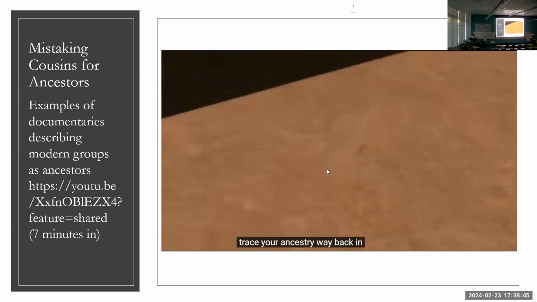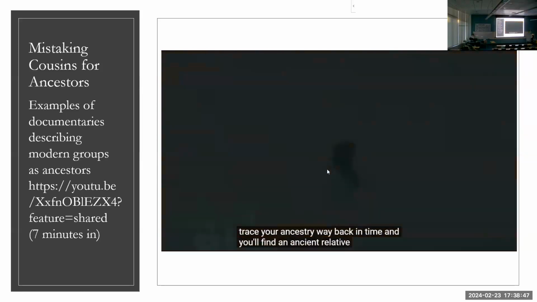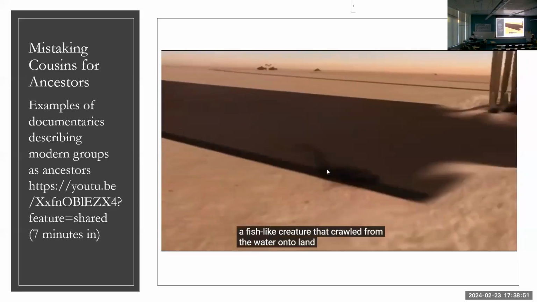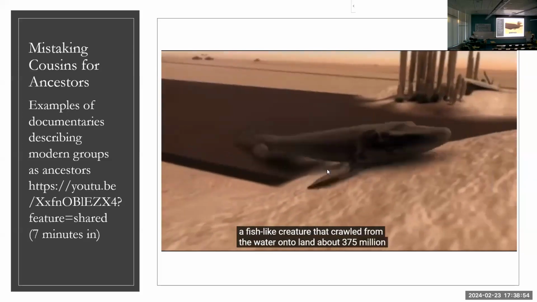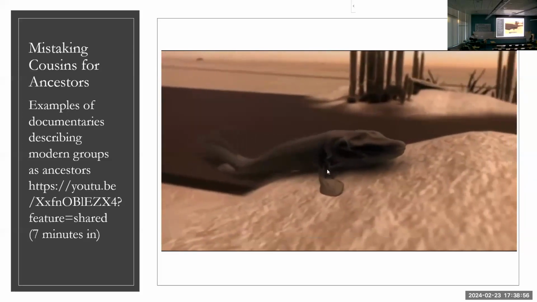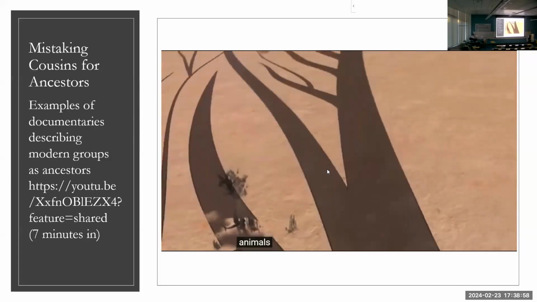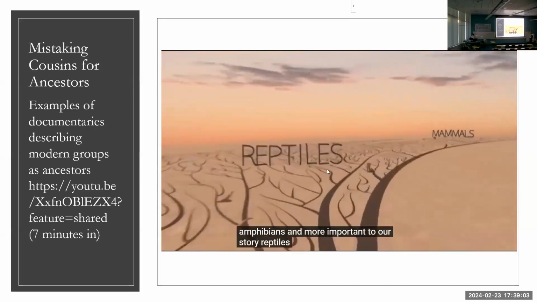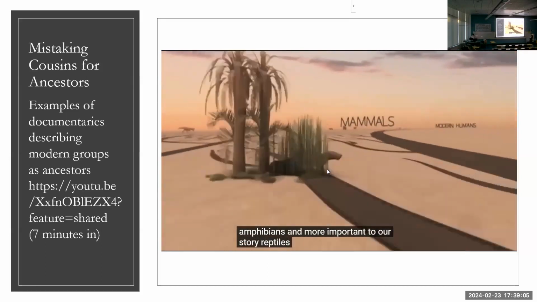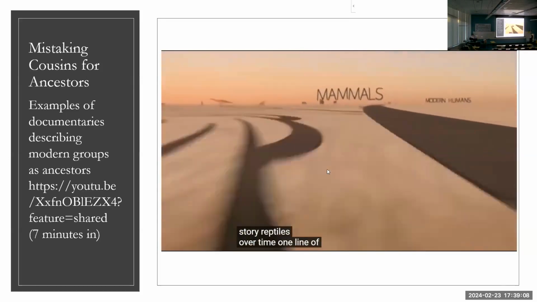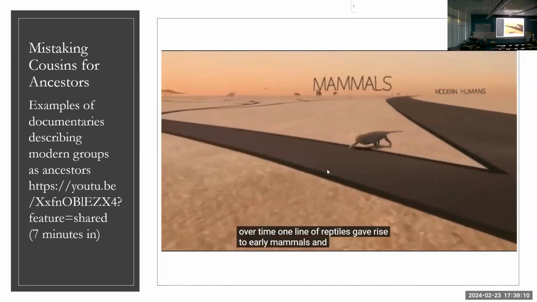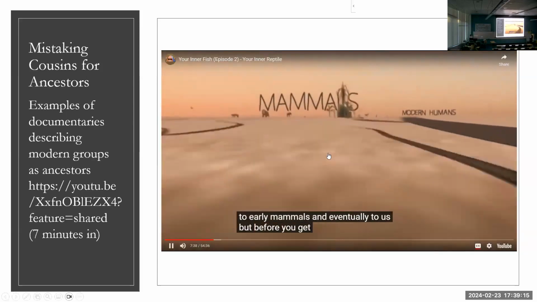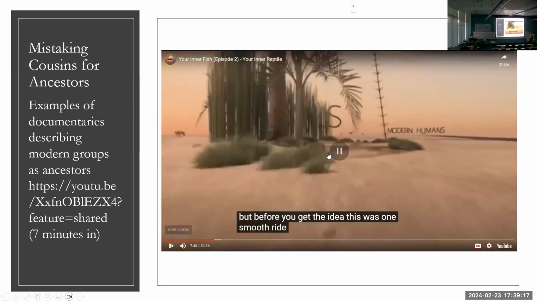Moment in the evolution of the human body. Trace your ancestry way back in time, and you'll find an ancient relative. A fish-like creature that crawled from the water onto land about 375 million years ago. Animals like this gave rise to amphibians, and more important to our story, reptiles. Over time, one line of reptiles gave rise to early mammals, and eventually to us. But before you get the idea, this was one smooth run.